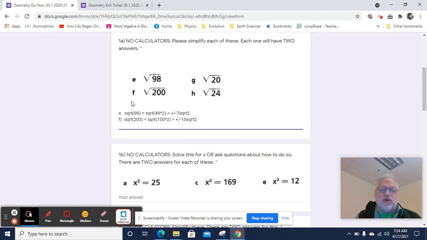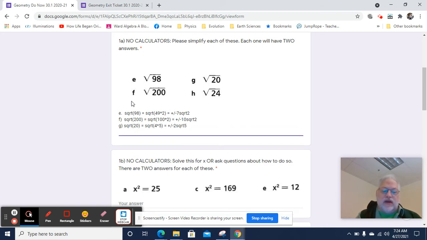Okay, and then for G, 20 is 5 times 4. So we've got a perfect square hidden in there, 4. So the square root of 20 is going to equal the square root of 4 times 5, which will equal, once we pull out the square root of 4, plus or minus 2 square root of 5. And then finally, H.